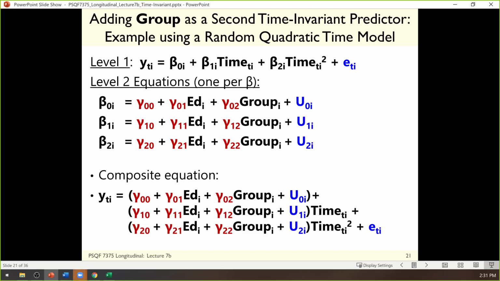Can I repeat that? Yes. So we're trying to get acquainted with the equations. And there are 3 different effects of education in here, and there are 3 different effects of group.